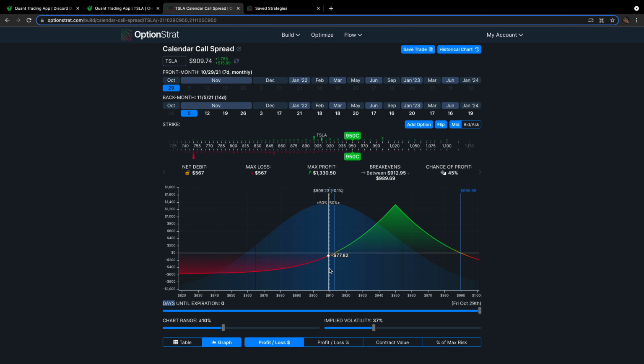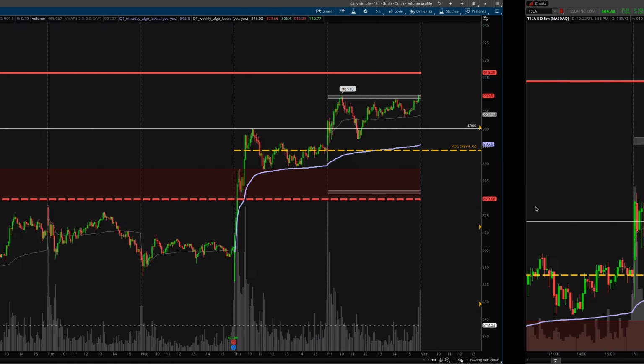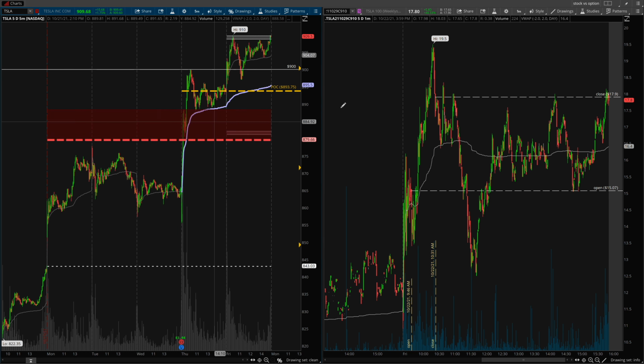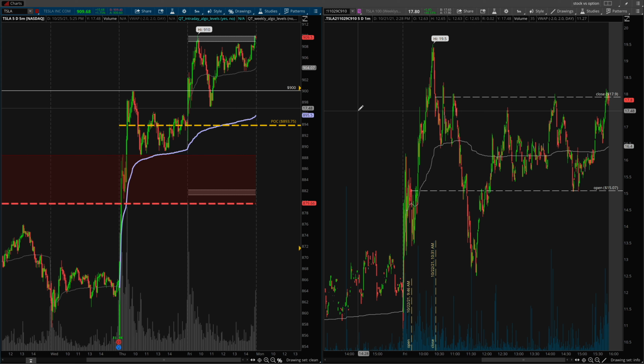And if Tesla was to close at 910 next week, you'd end up being down about $60, so less than 100. So you're still risking 1 to 3, and you don't have to be freaking out watching your P&L keep bleeding out because of time decay. And you can understand that even if Tesla wasn't moving, you can still be profiting just because time decay is working in your favor.